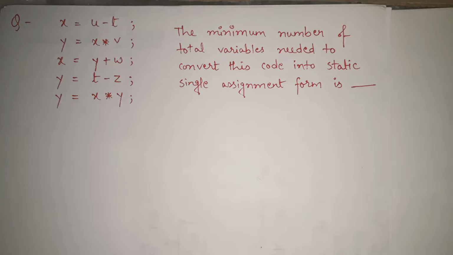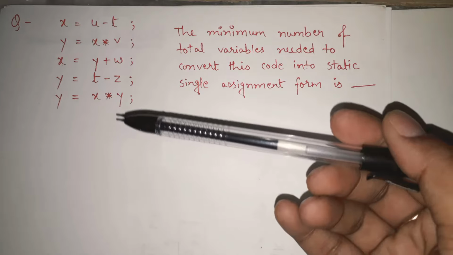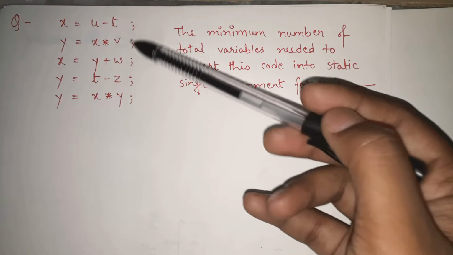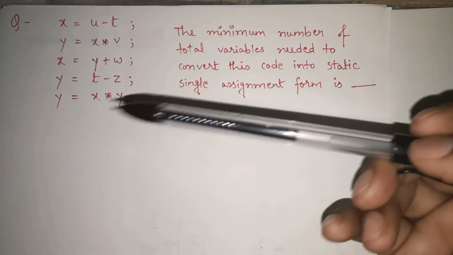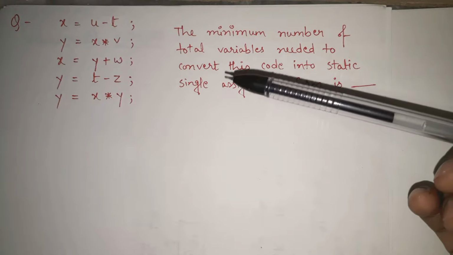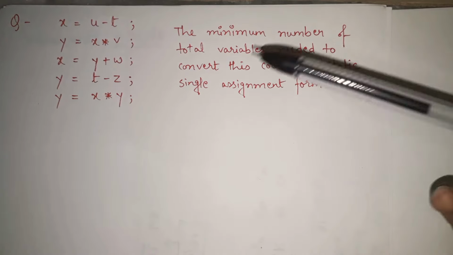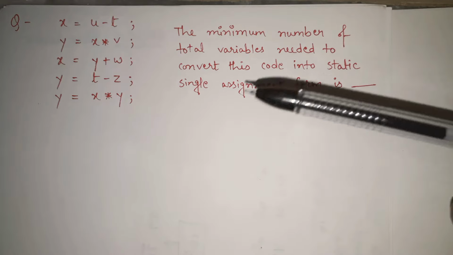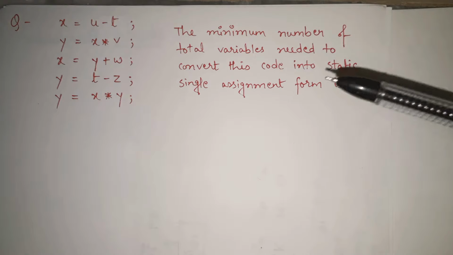So let's see this question. This question is actually of the compiler design subject. As you can see, 5 or 6 such equations are given, and it is asked that the minimum number of total variables needed to convert this code into static single assignment form is dash.